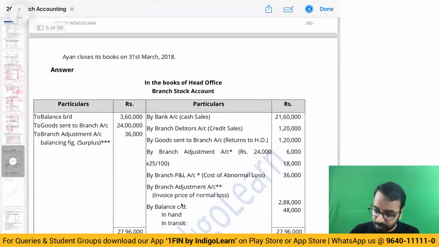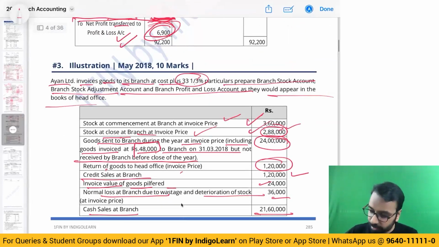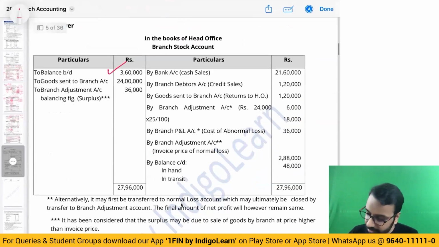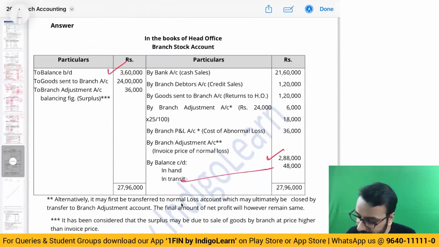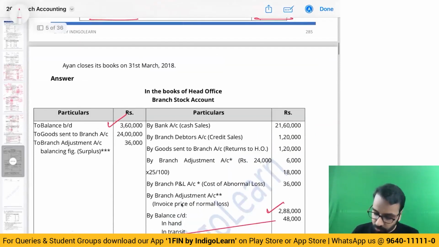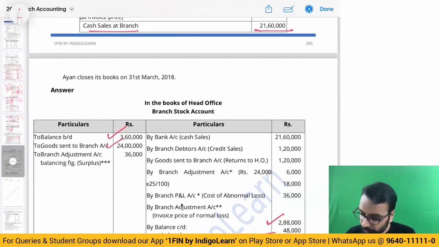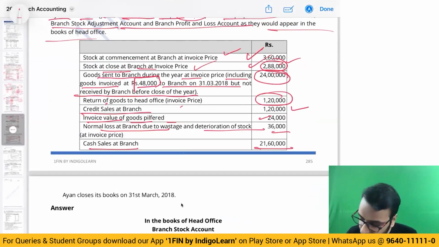Okay, so now here, see, opening balance 360, closing balance 288, and in transit 48,000. Okay, then goods sent to branch 24,000, cash sales 2160, credit sales 120, goods return 120. Okay, then they have said pilferage 24,000.